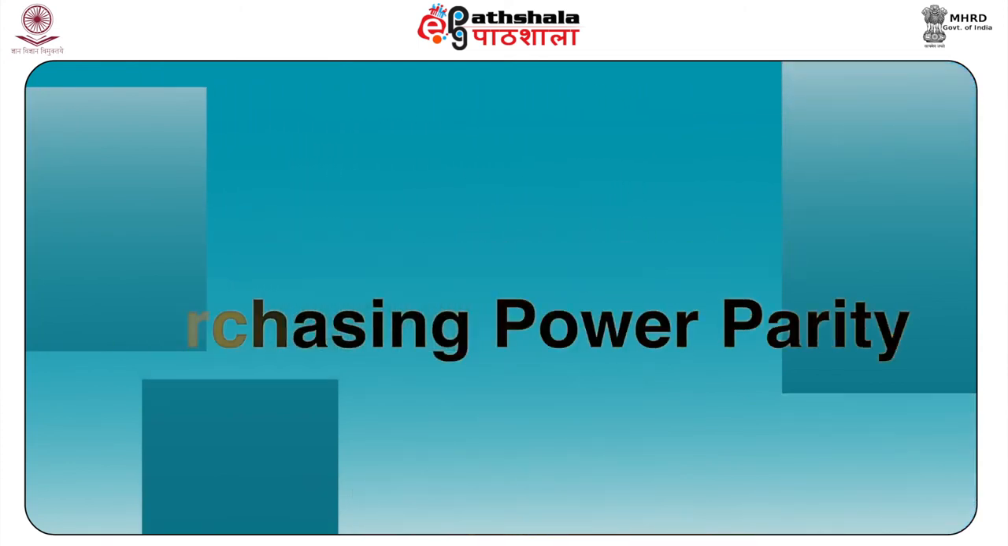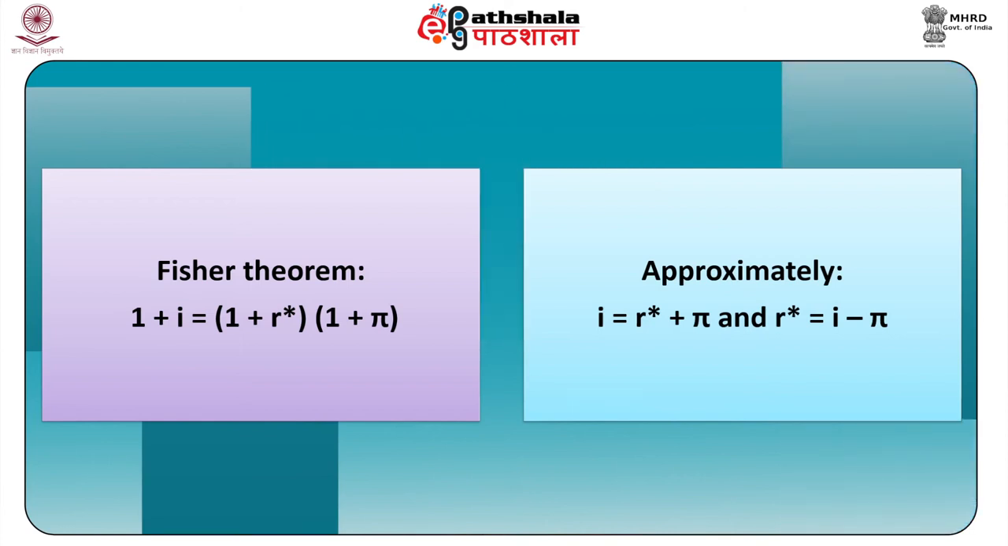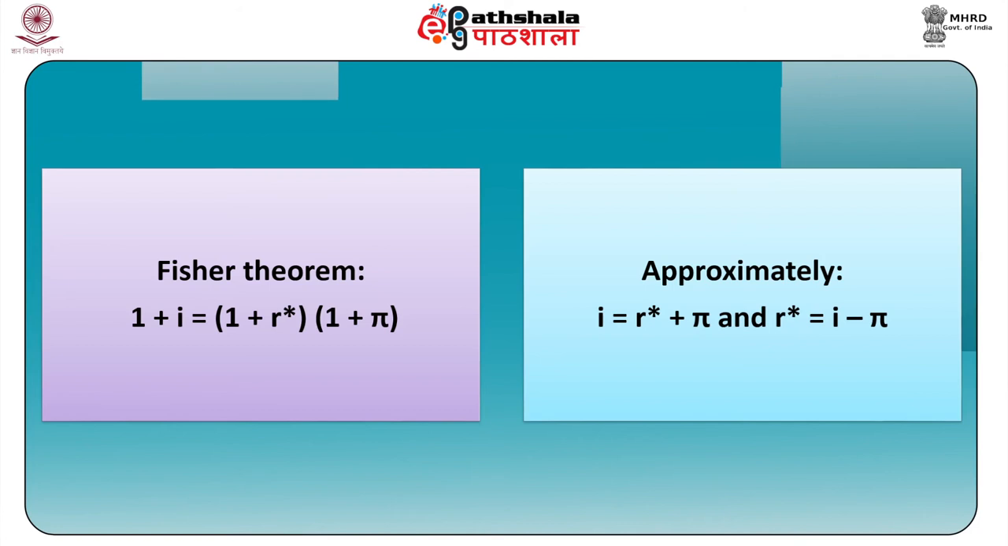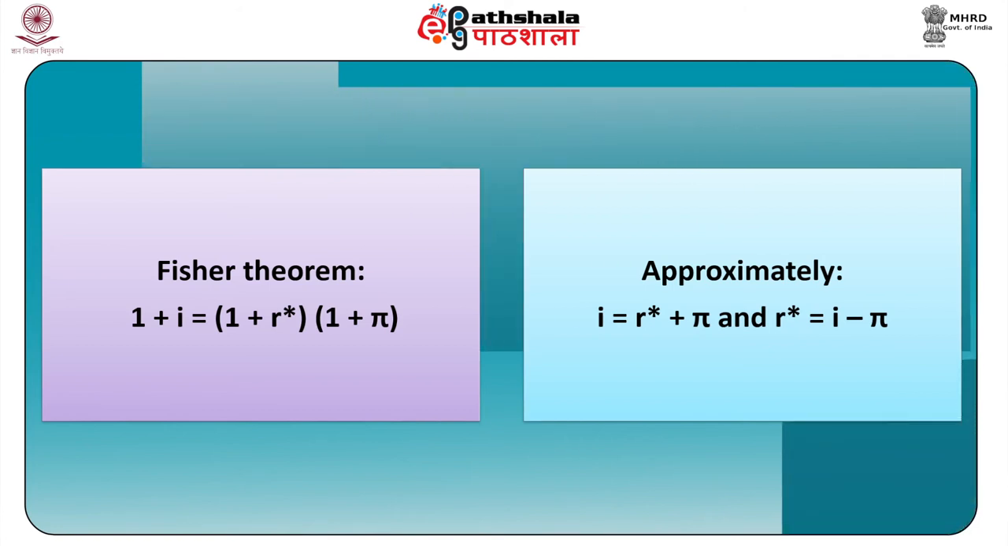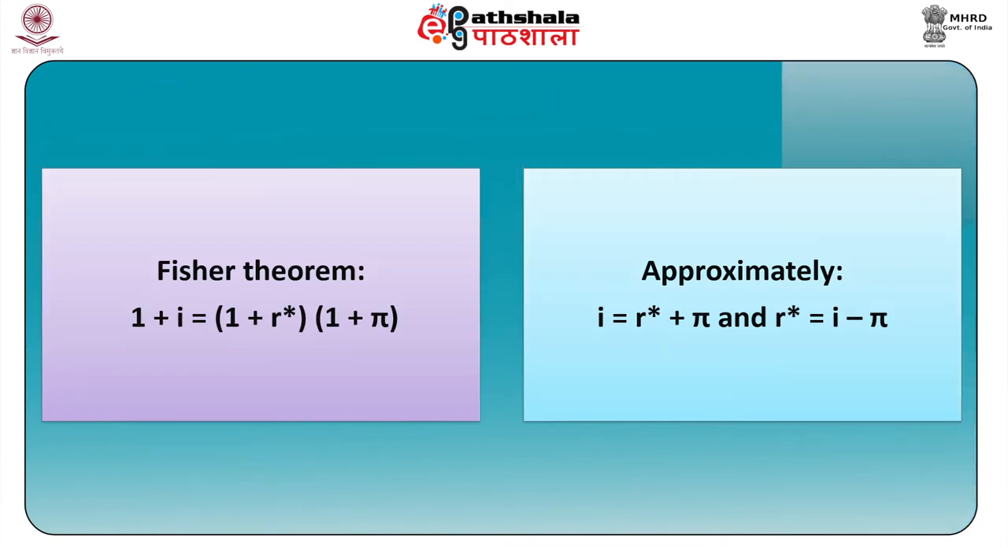Relationship with purchasing power parity. Purchasing power parity theory says that exchange rate movements are determined by inflation differentials. International Fisher theory says that exchange rate movements are guided by the interest rate differentials. The two theories are closely related due to the Fisher effect, which links the interest rate and inflation in the following manner. Fisher theorem states that 1 plus I is equal to 1 plus R star into 1 plus pi, or approximately I is equal to R star plus pi, and R star is equal to I minus pi.